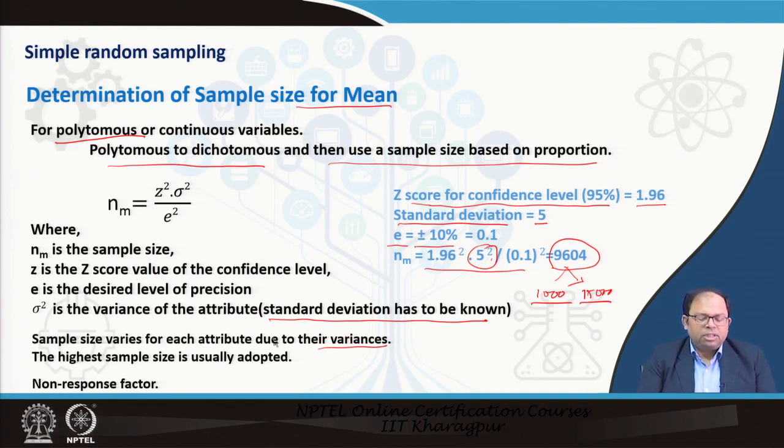In addition to this, we should also be considering the non-response factor. That means a lot of people don't respond in a survey. We may approach them, but they may not be willing to participate in the survey. For that, we need to make provisions for extra samples to be collected. That will be taken care of by a non-response factor, which we can add to the sample size to get a higher sample size than the statistical estimate gives us.